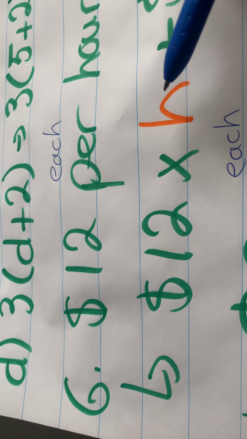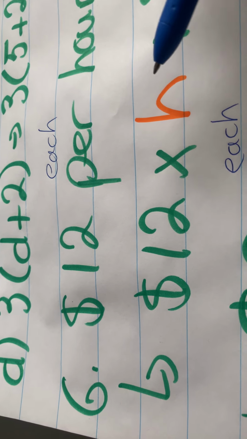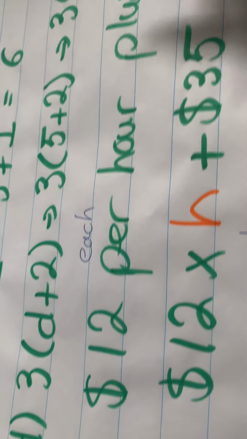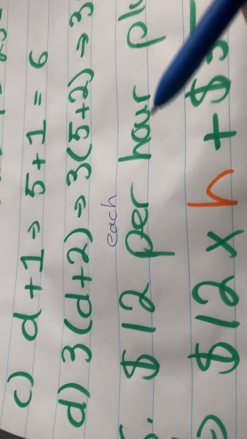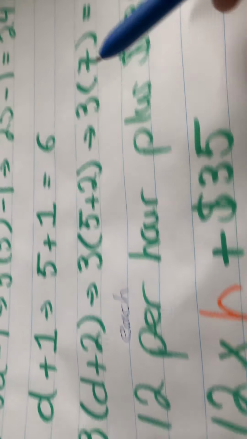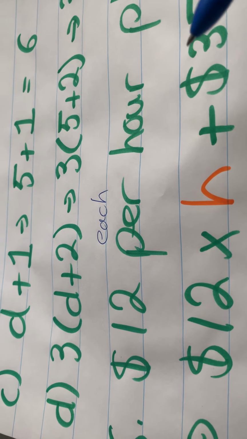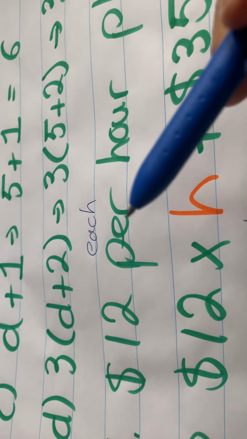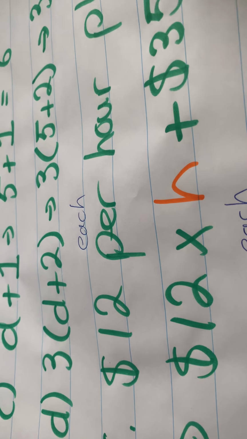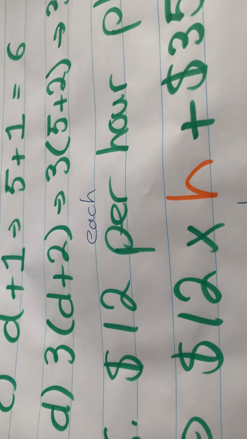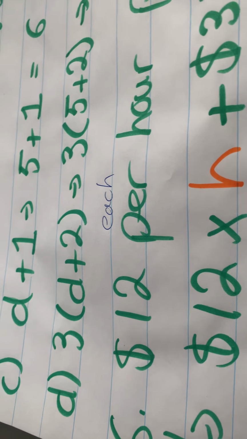Remember, your variable can be any letter you want. I just went h for hour. Plus the plus 35, 35. So $12 per hour plus 35 turns into 12 times h plus 35. Whenever you see the word per or each, it's multiplication. Keep that in mind too. Each means multiplication. So that's it for number 6.